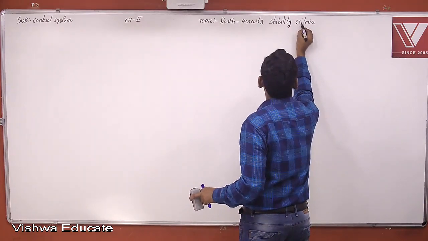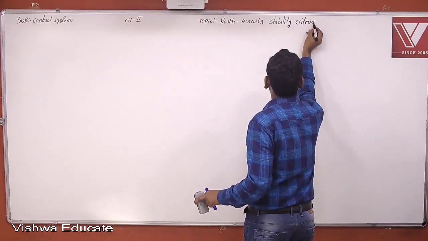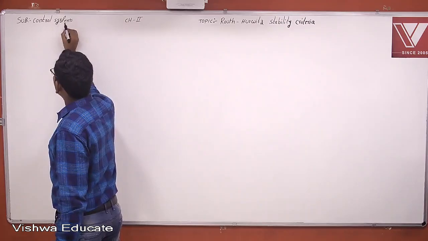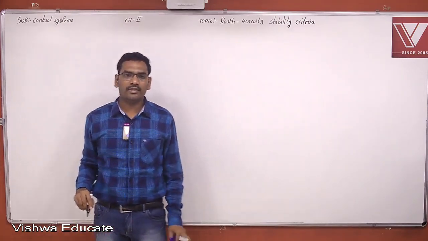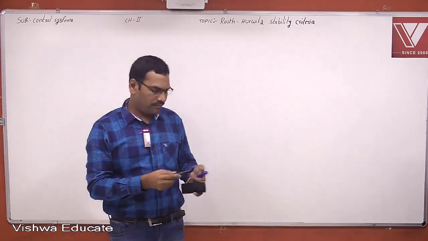Now I hope you understand the meaning of the row becoming 0, why the row becomes 0, and what happens. The situation and how the poles are arranged, you can easily understand all these things. Okay.